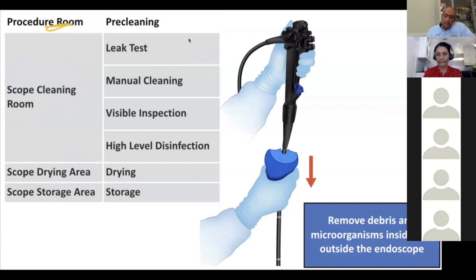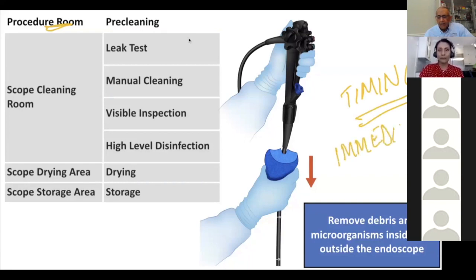Pre-cleaning is cleaning the outside, removing debris and microorganisms, and then the inside by flushing the channels with a specific detergent. And that is really important to do. One thing that is more important than pre-cleaning is the timing of your pre-cleaning. I personally feel, and the data shows, that it should be done immediately. That means when the scope comes out, it should be done immediately.